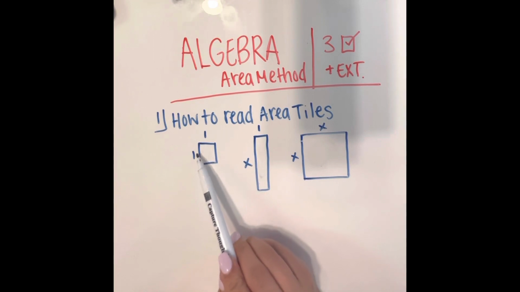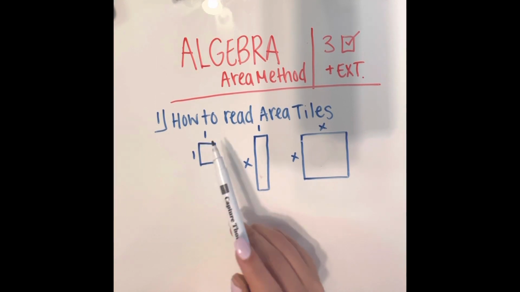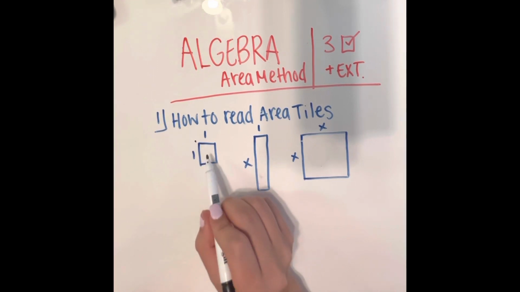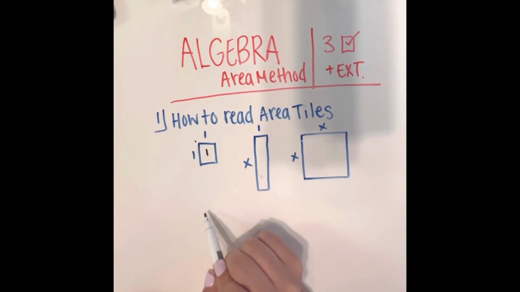So we want to go ahead and look at this tile first. We know that this has a side of 1, and over here we have a side of 1, it's a perfect square, and we're going to multiply these two. 1 times 1 will give me 1. So this tile is going to be equal to 1, okay?